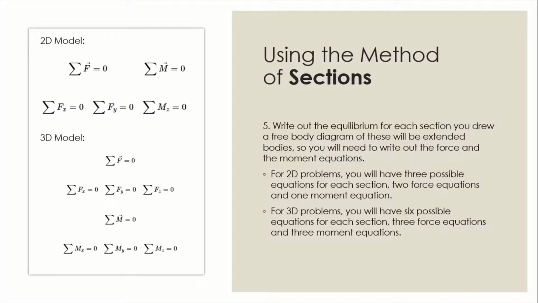Step 5. Write out the equilibrium equations for each section. Since you drew a free body diagram, these will be extended bodies, so you will need to write out the force and the moment equations. For 2D problems, you will have three possible equations for each section: two force equations and one moment equation. For 3D problems, you will have six possible equations for each section: three force equations and three moment equations.